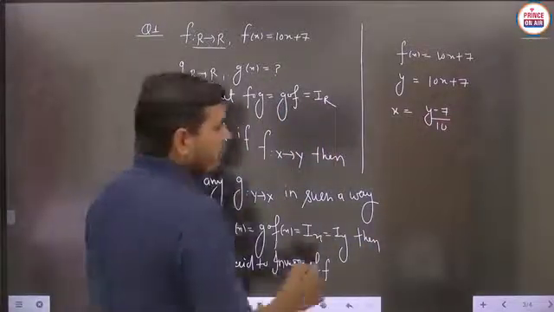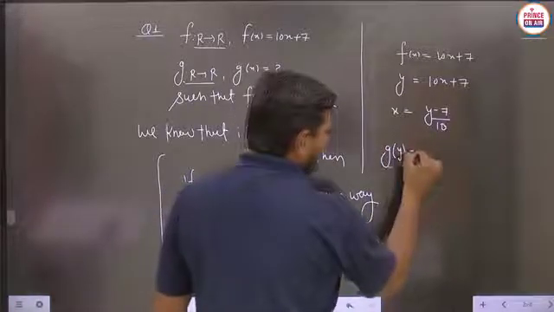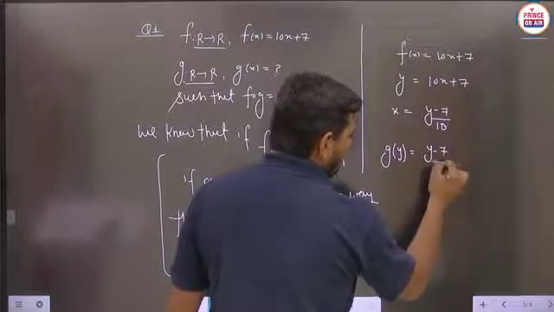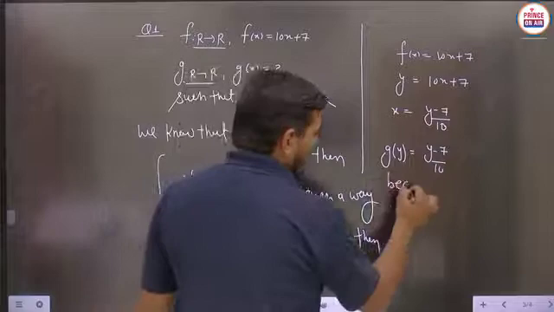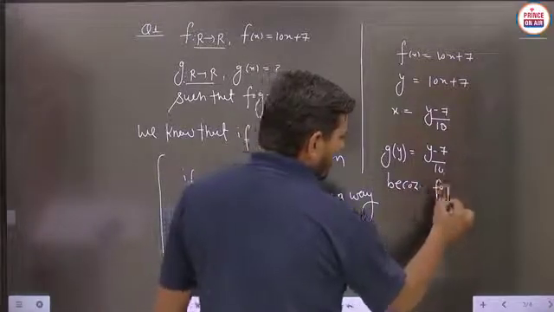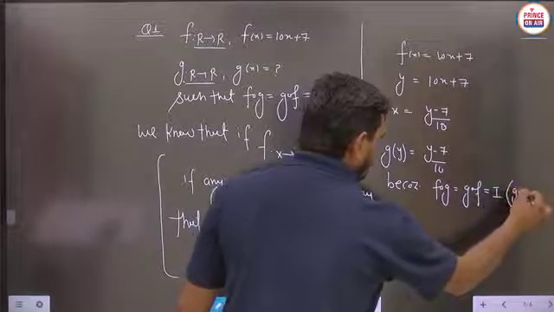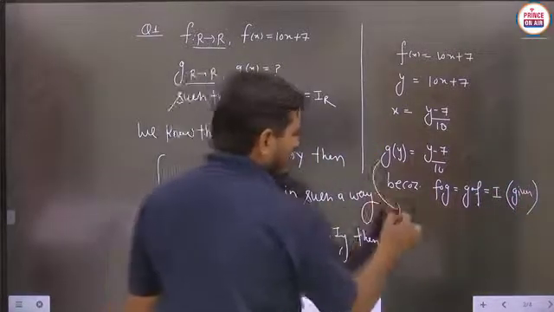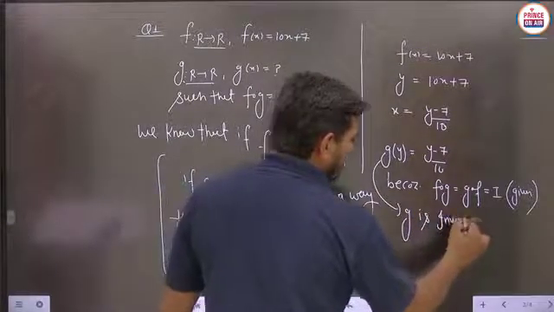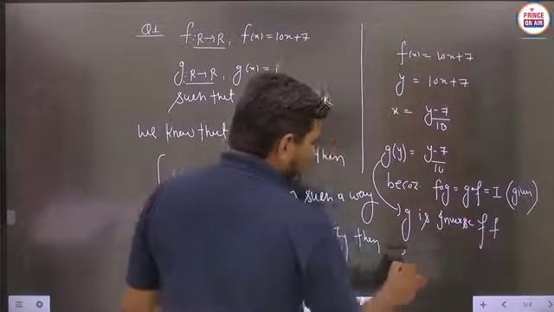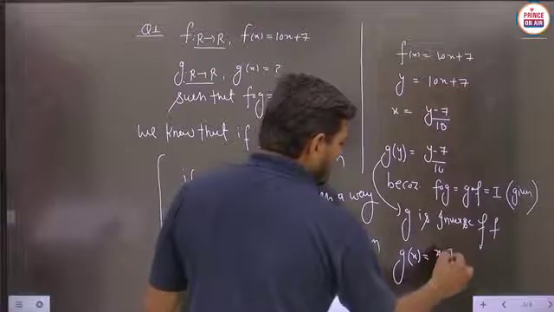Is it clear? So y minus 7 divided by 10. This function will be taken as g(y) equals y minus 7 upon 10, and this g is said to be the inverse, because you can say that fog equals gof, which is also the identity function, so that g is the inverse of f. So this g is the inverse of f. Is it clear? And this will be written like this: g(x) is x minus 7 upon 10.